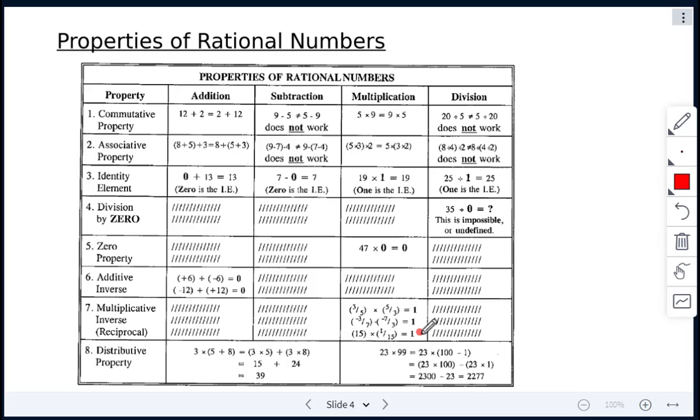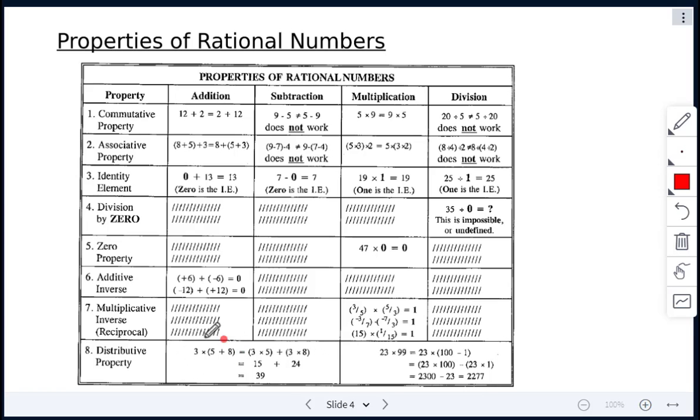The next one, you have 15. Its reciprocal will be 1 over 15. If you multiply 15 times 1 over 15, we end up with 1. And the last property is distributive property. We do go over distributive property in a little more detail later on in Math 9, but just to get a heads up of how it works.